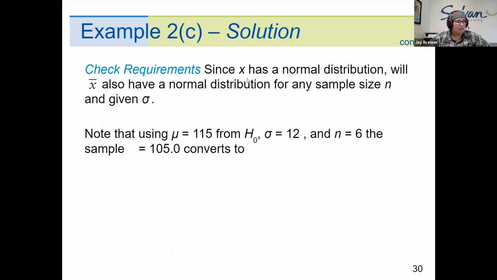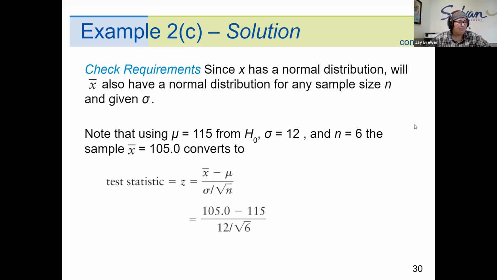So we have to check the requirements. Since X has a normal distribution, X bar will also have a normal distribution for any sample size n and given sigma. Note that using mu equal to 115 from H sub 0 and sigma equal to 12, our n is 6, and that's obviously from the data, and we figured out the X bar from the data as well. So now you just got to plug everything in. Okay, that's where that 2.4 came from in the slide before. All right.